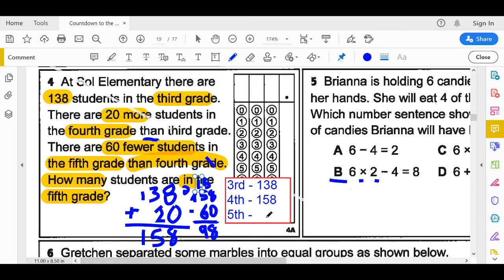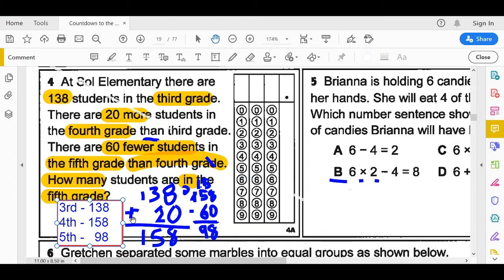And now we have the answer, amigos. We know that in 5th grade there are 98 students. Now that we have found the answer right there, let me move this table that I did right here. I'm going to put it right here. I know that in 5th grade there are 98 students.